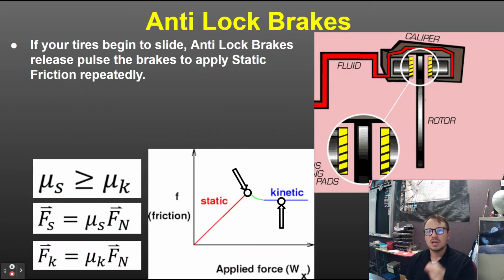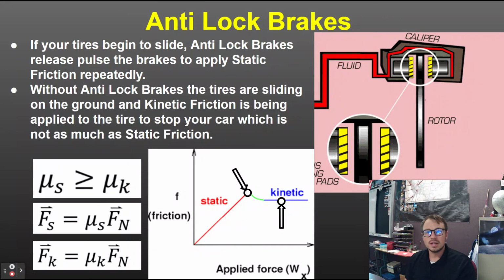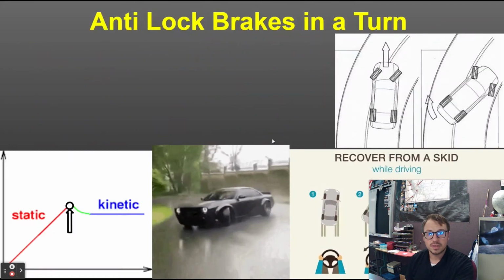If your tires begin to slide, anti-lock brakes pulse the brakes to apply static friction repeatedly. Without anti-lock brakes, the tires are sliding on the ground, and kinetic friction is being applied to the tire to stop your car, which is not as much as static friction. So what it does is it lets your tires roll a little bit, and then it stops again. So it's applying that static friction over and over again as opposed to just kinetic friction. It takes advantage of that.